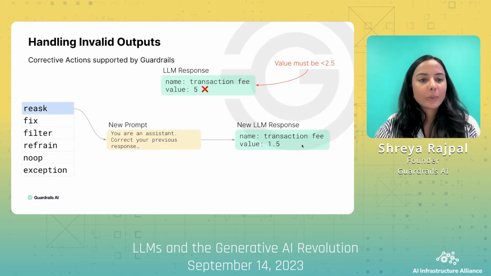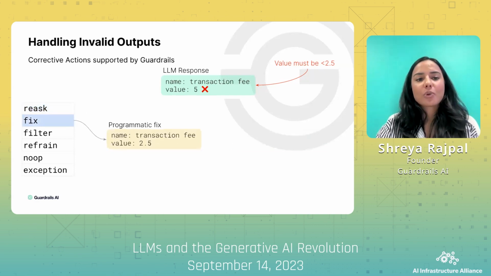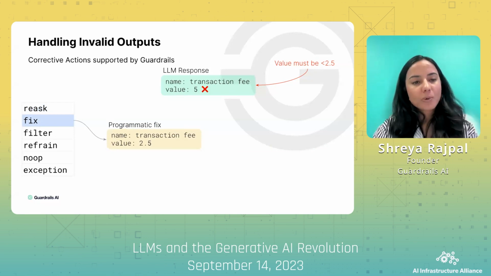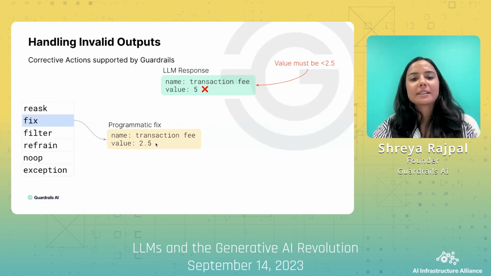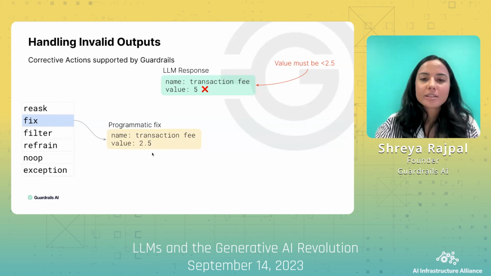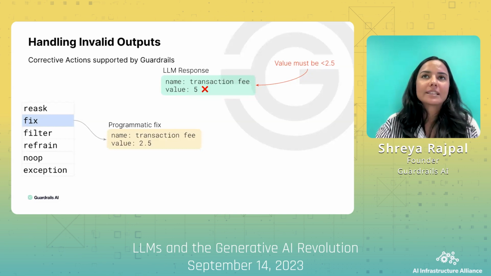a new corrected value. If you don't want to perform re-asking, there are also other alternatives where you can programmatically fix the output of any LLM. So you can essentially say, because I know that this value must always be less than 2.5, I can programmatically set my value at 2.5. This isn't possible for all the failures that we test for, but here it's easy to find a programmatic fix so we can apply it.